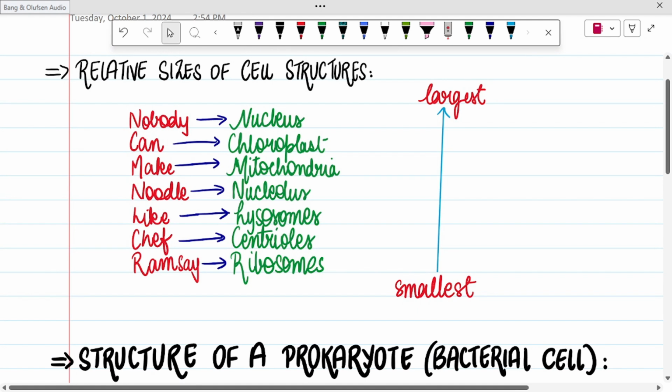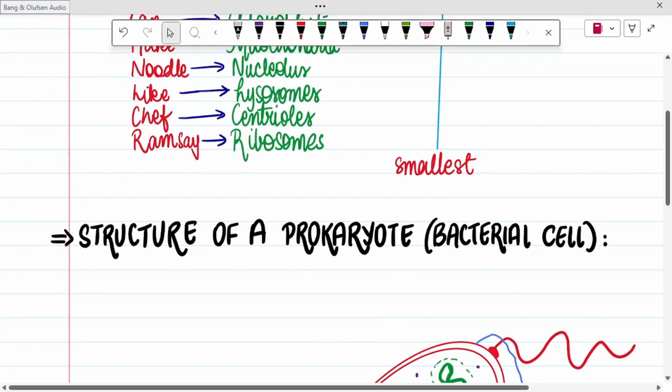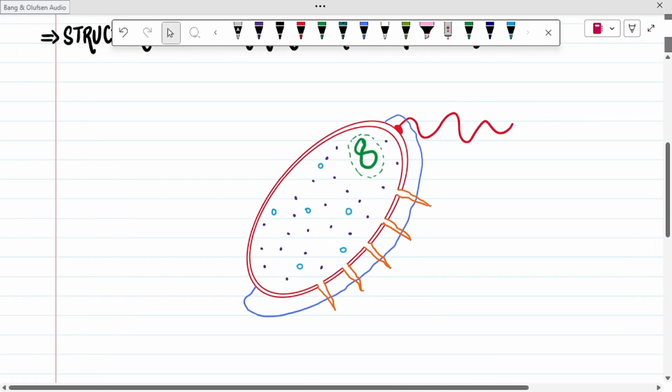Now we're done with eukaryotic cell structures and cell organelles. Now we need to move towards the structure of your prokaryote. Prokaryote is what? Your bacteria. Bacteria क्या होता है आपका? Prokaryote होता है. So let's first try to identify the cellular organelles in your prokaryote.